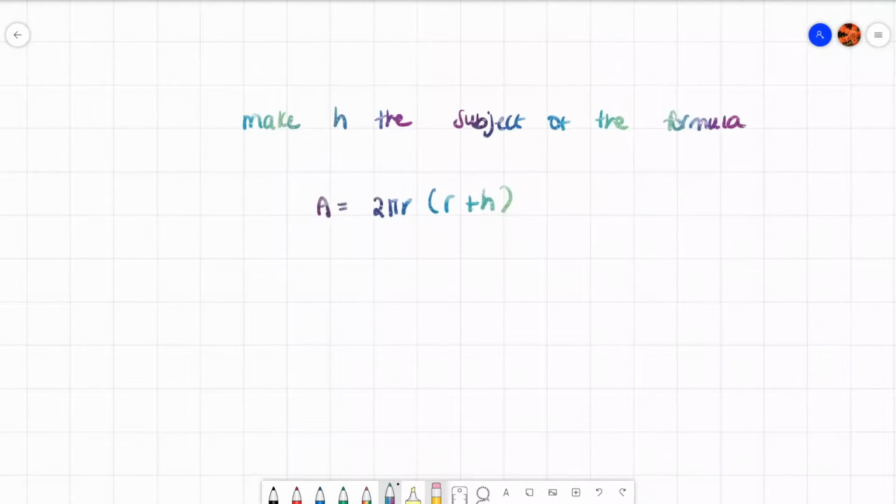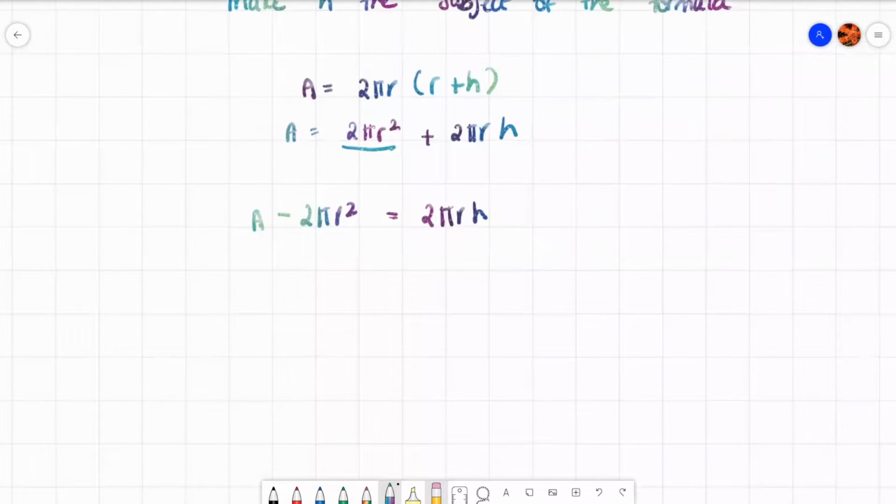So I can't do anything because my equation is trapped by a bracket, so I need to multiply the bracket out. So I'm going to have a equals 2 pi radius squared plus 2 pi rh. Okay, pretty simple now, isn't it? I'm going to get rid of this here by subtracting. So a minus 2 pi r squared equals 2 pi rh.